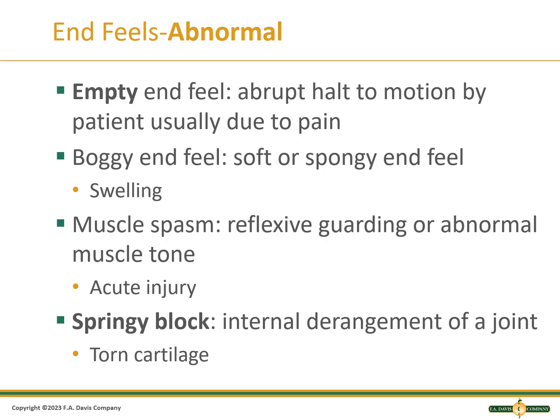Muscle spasms are reflexive guarding, where you feel the muscle resisting range of motion. Muscle spasm end feels are associated with acute injury when muscle guarding is occurring, trying to protect the area that was injured. And a springy block is an abnormal end feel that indicates an internal derangement, such as torn cartilage invading the joint space, and causes the joint to reach end range and kind of spring back a few degrees out of that end range because the resistance there pushes it back to where it shouldn't be felt. We'll work on assessing different end feels on each other in lab in class.